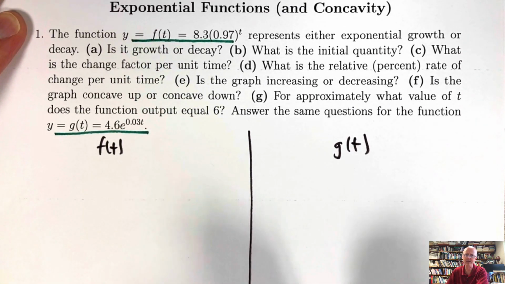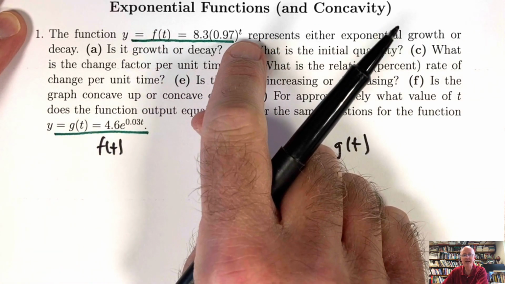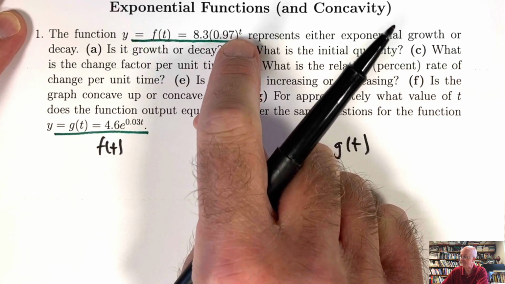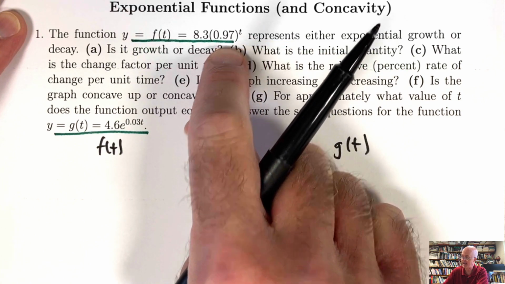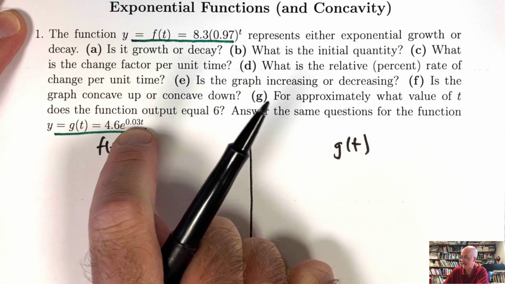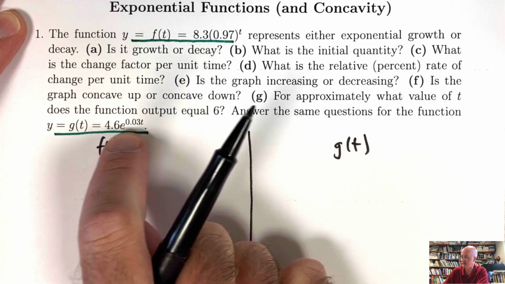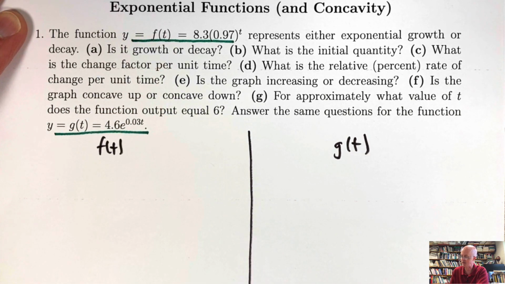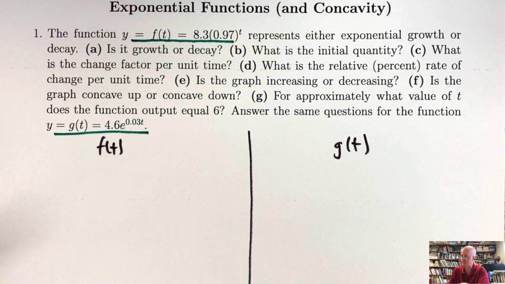How do we know these are exponential functions, first of all? It's because the variable, the independent variable, t, is in the exponent. It's the exponent of 0.97 up here, and it is a multiplier of the exponent in this function here. The base is the special number e, which is about 2.71828. That's what makes these things exponential functions. Take it step by step.